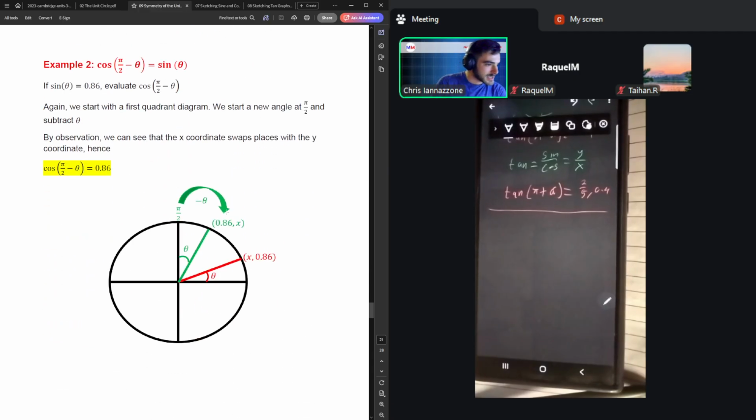Okay, that's the pi minus theta there. For cos, again, whatever, right? So this time we have the y value, and therefore it's going to flip to an x value when we do our pi minus theta.